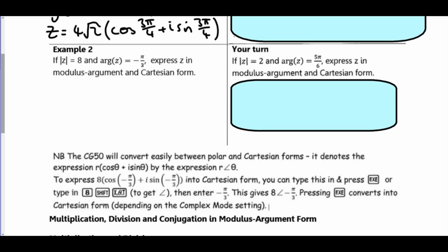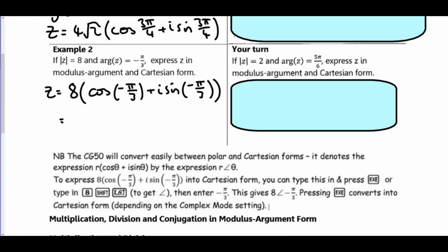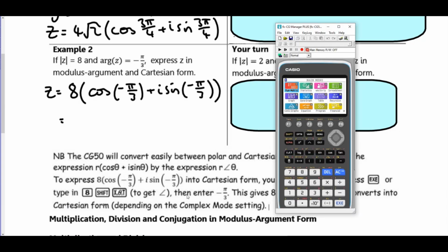Example 2. So we've got the modulus and argument of a complex number this time. Now it wants us to express it in modulus argument and Cartesian form. So easily enough, we can write modulus argument form as 8 on the outside of the brackets, cos minus pi over 3 plus i sine minus pi over 3. Working this out in Cartesian form, we're just going to go into our calculator and we're going to work out each individual bit of this.